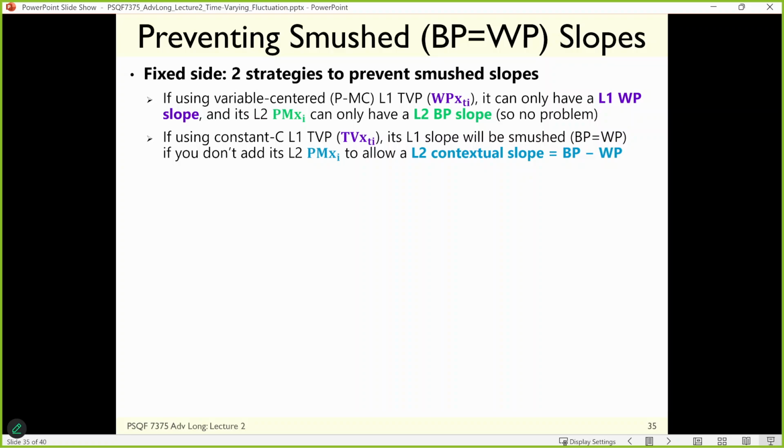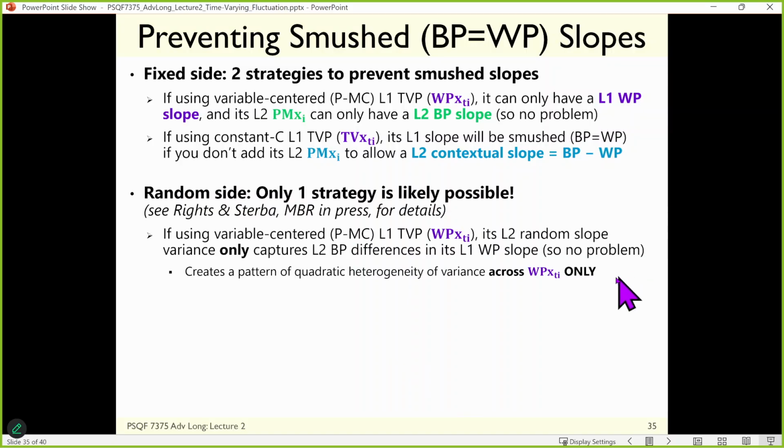If you are using constant centering, you need to make sure that whatever you do to the level 1 predictor, you do to it at level 2 as well. So if you interact something at level 1, you interact it with the person mean. If you interact the two halves together, you create the squared term, all that stuff. On the random side, though, you don't have as many strategies that are going to be practically estimable or understandable, quite frankly. This is already out. This is on your reading list, by the way. I forgot to update the slide.